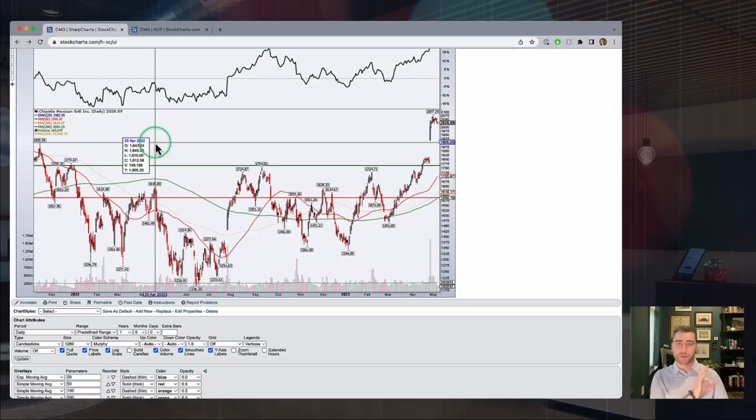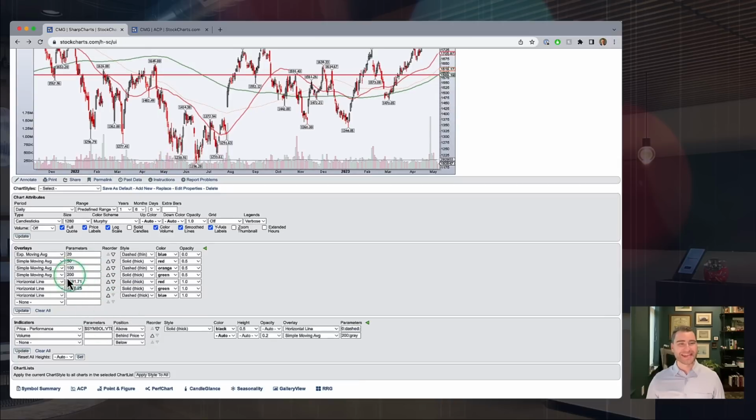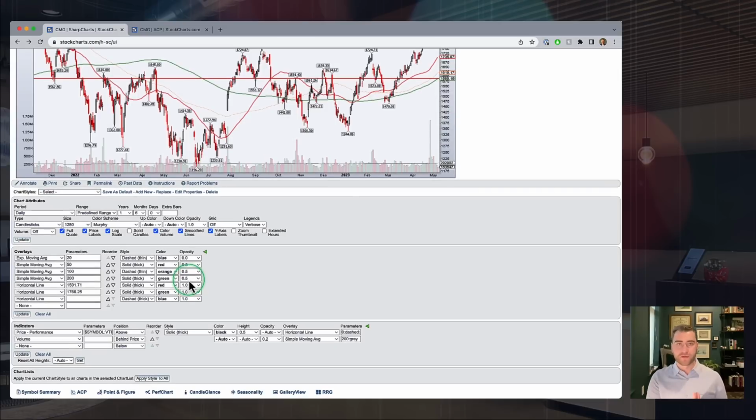Another way to do this would be to draw some annotations across this chart. But personally, I love to have these horizontal line indicators saved directly to the chart style. They're available for me right down here. All I have to do is jump down and fill in those boxes with those key levels that I want to keep in mind. So we've gone through our red, we've gone through our green. What about our blue?